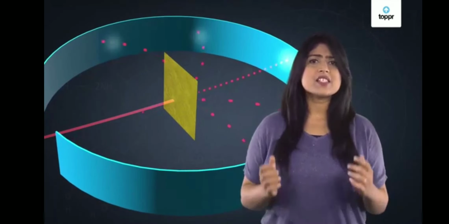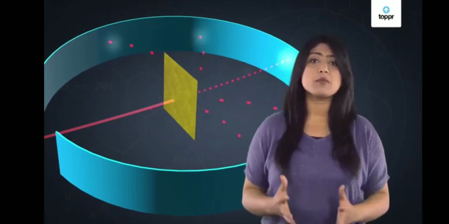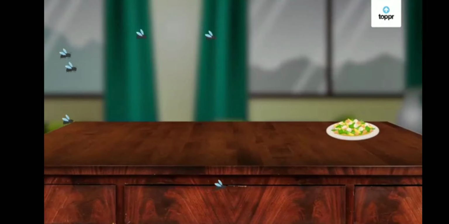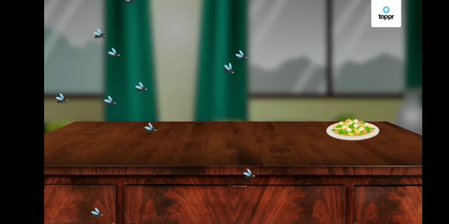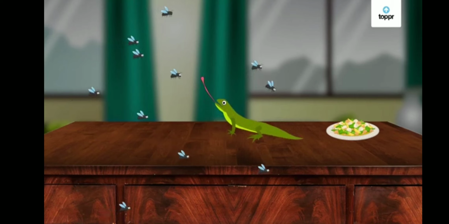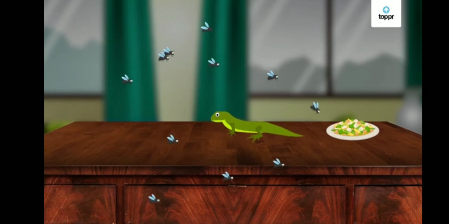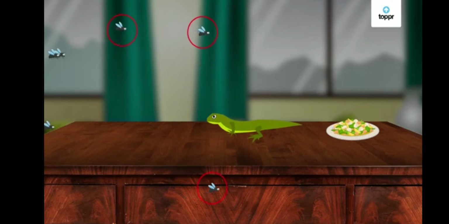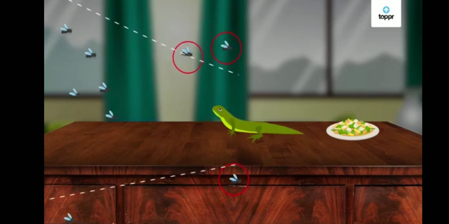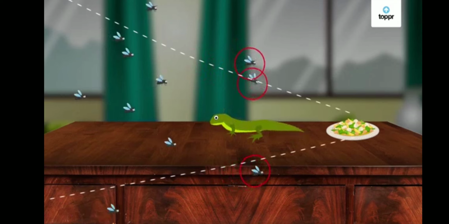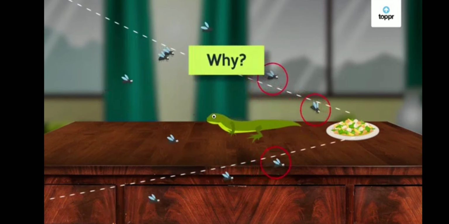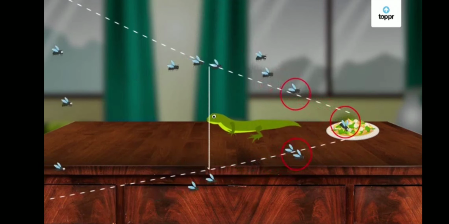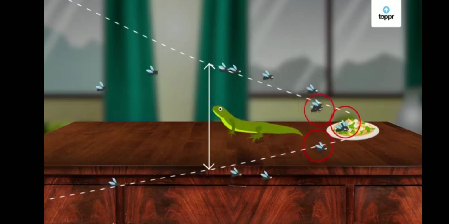Let us consider a situation to understand each observation. Imagine a swarm of flies rapidly flying towards this plate of food. Suddenly, a hungry lizard comes in their way. On spotting the lizard, the flies follow different paths. Now look at these flies. They follow this path and do not get affected by the lizard's presence. Can you guess why? Well, it's because they are far off from the lizard and have nothing to fear.